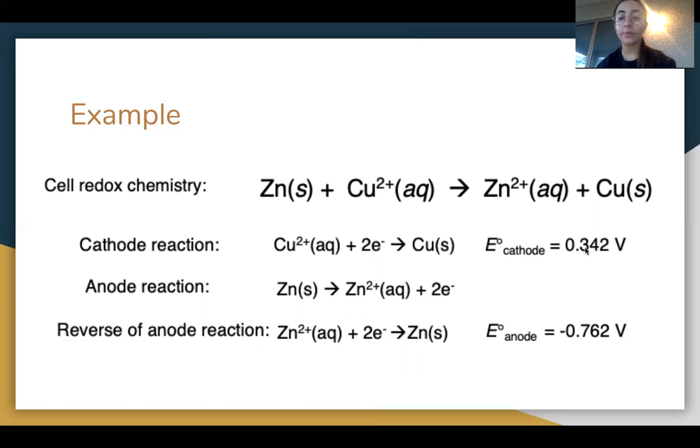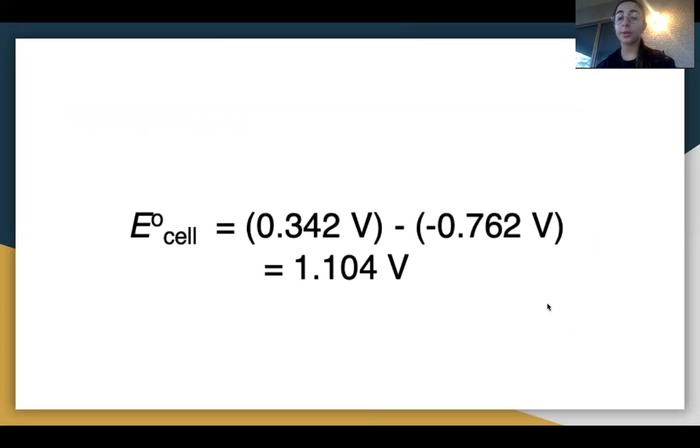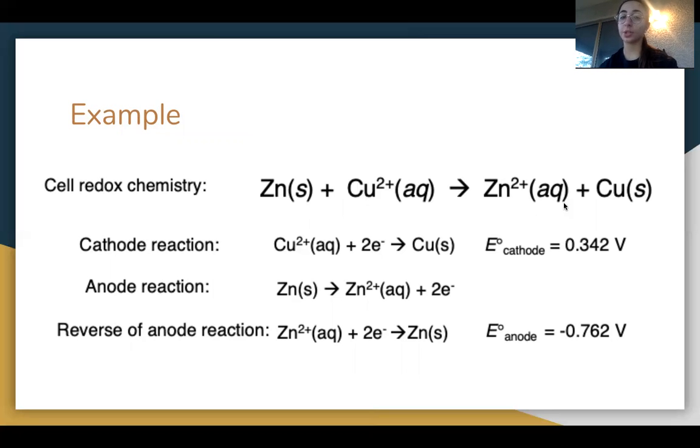If you look at the back of the book or your chart, you can find that this is 0.34 volts and this one is negative 0.76 volts. Taking into account the reverse and the fact that we flip the equation, we use the cathode minus the negative value, the negative volts, and that will give you 1.10 volts. And that's the potential for this redox reaction.